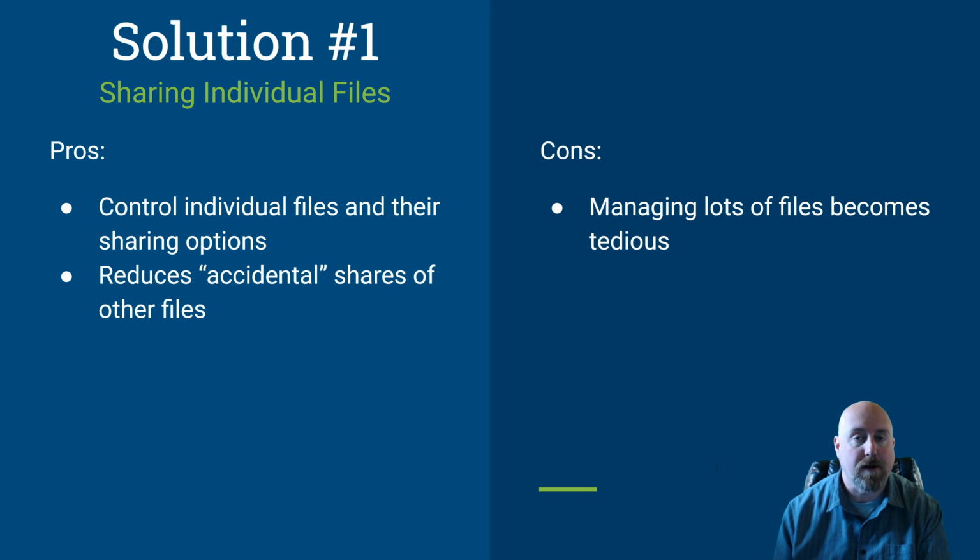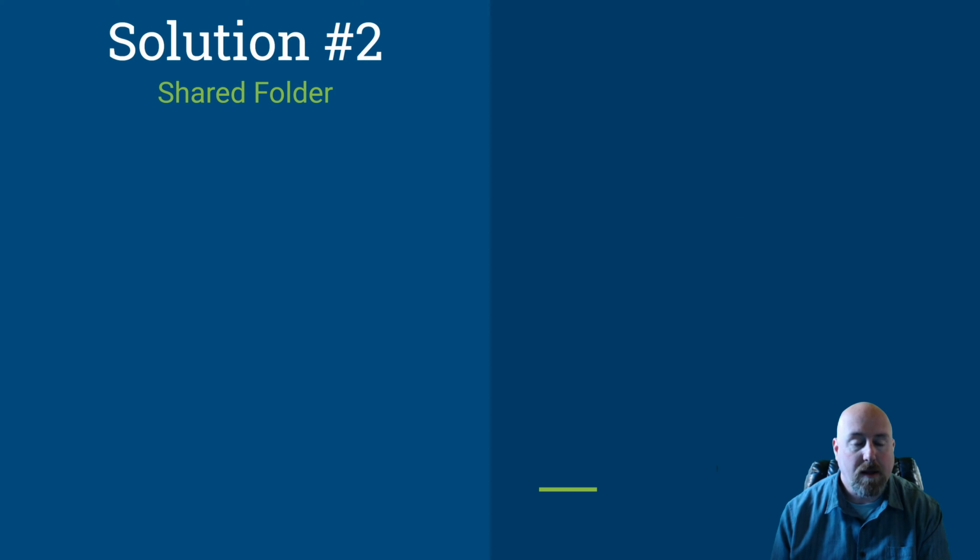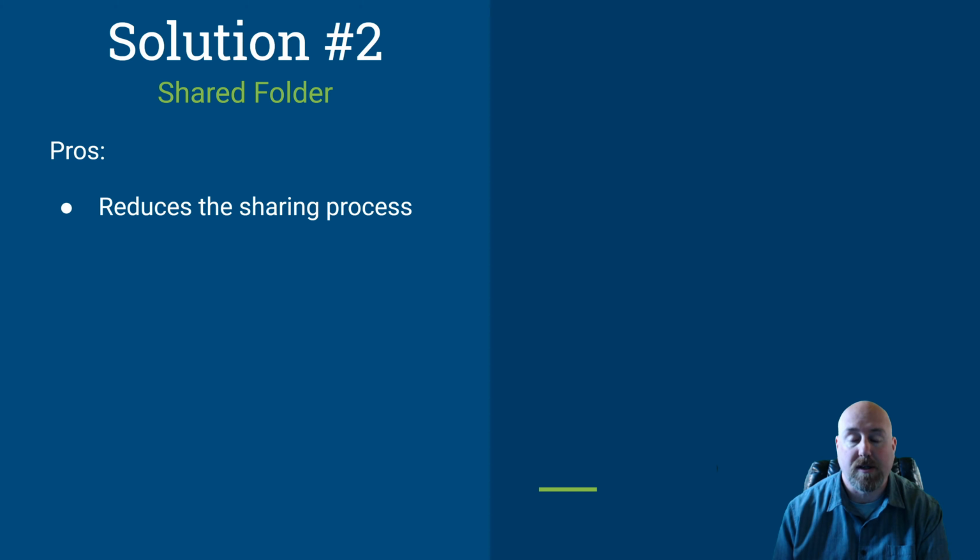Now, if you're only sharing maybe 3 to 5, maybe even 10 documents at most, this would probably be the best option for you, as it's going to allow you to control specifically those files. The other option, which we'll take a look at as well, is creating a shared folder. Now, the advantage here, of course, is that it reduces that sharing process. You don't have to go in and keep sharing each individual file. You can simply share the folder, and everything that you place in there will be shared.